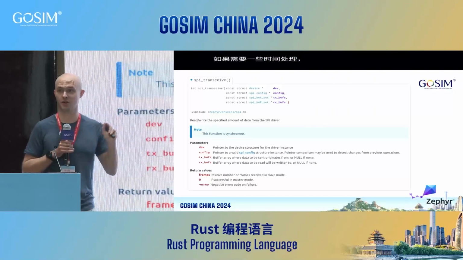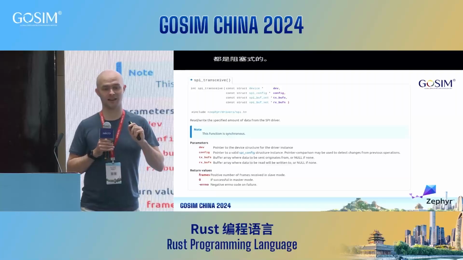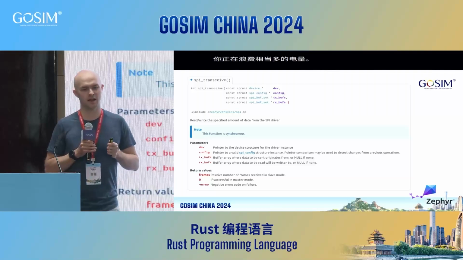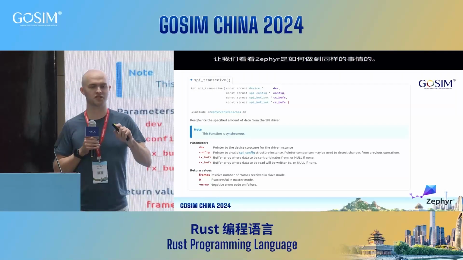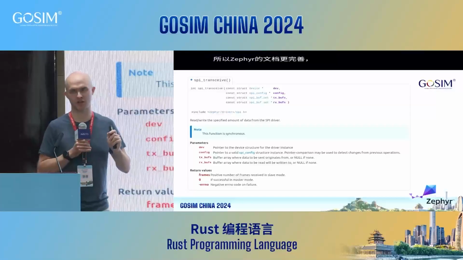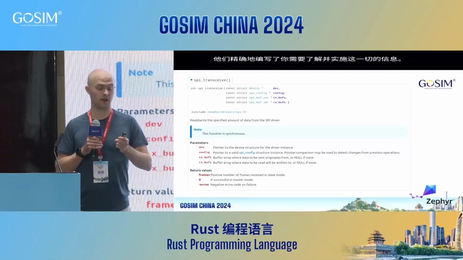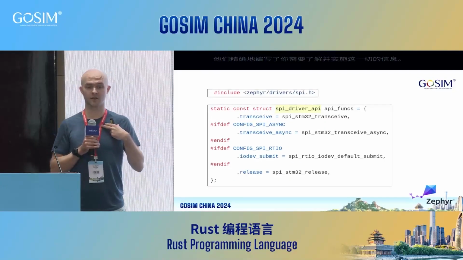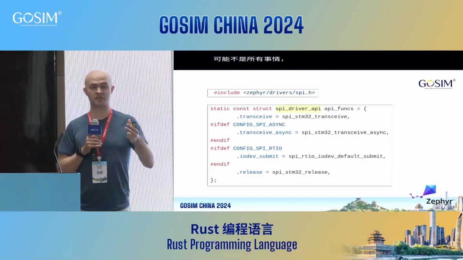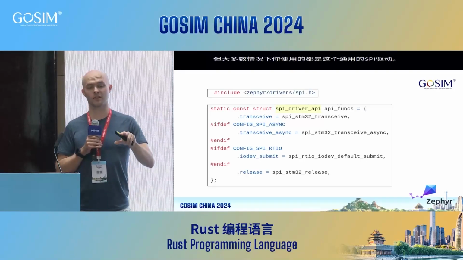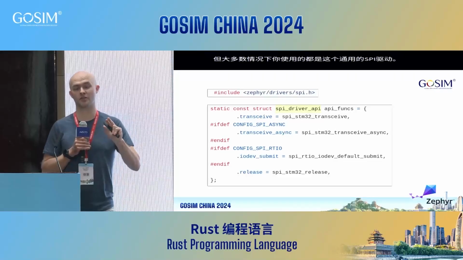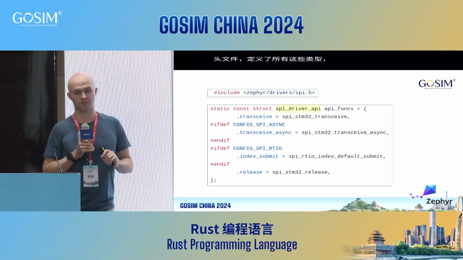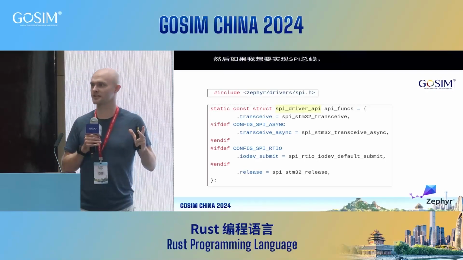So Zephyr has nicer documentation. They write exactly what you need to know to implement this. Not maybe everything, but most of the things. And most notably, they have this generic driver/spi.h header, which defines all these types. And then if I want to implement SPI buses, I just need to use this header and instantiate a static const instance of this SPI driver API struct and assign my function pointers to it. And the driver just works.